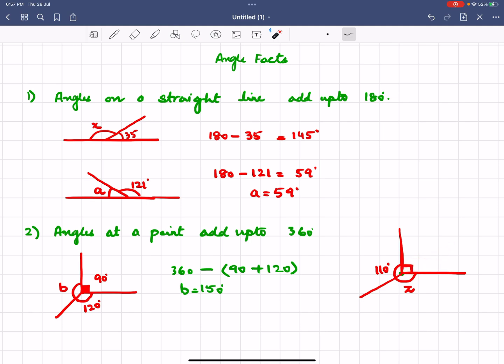So in order to find the missing angle Z, we start from a total of 360. Why? Because these are all angles at a point, so they add up to 360. From 360, we will subtract the sum of 90 and 110. So we have 360 minus 200, which is equal to 160 degrees. Therefore, angle Z is equal to 160 degrees. Let's move on to the next category.